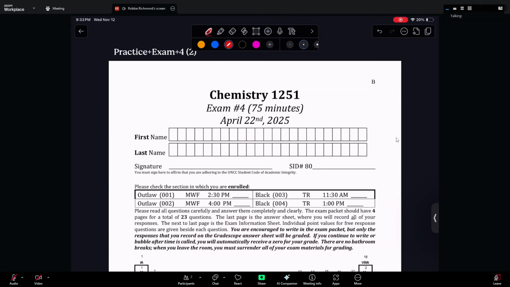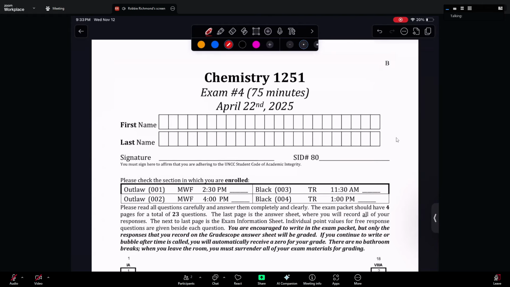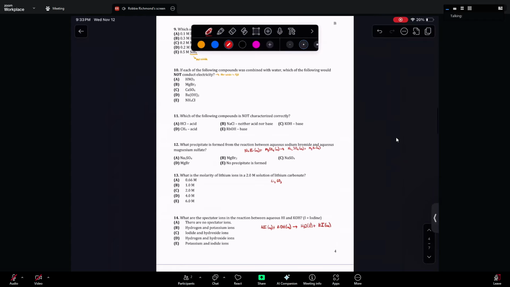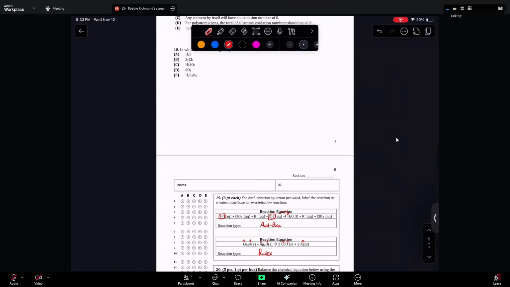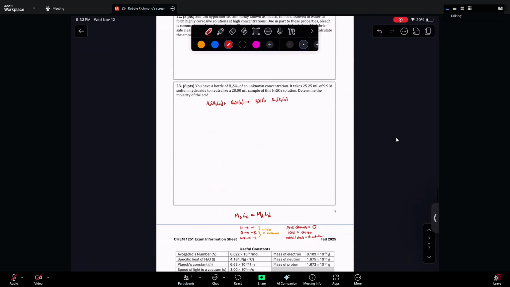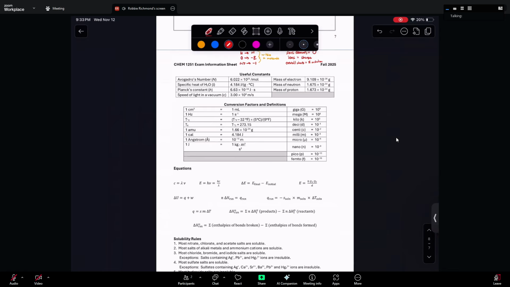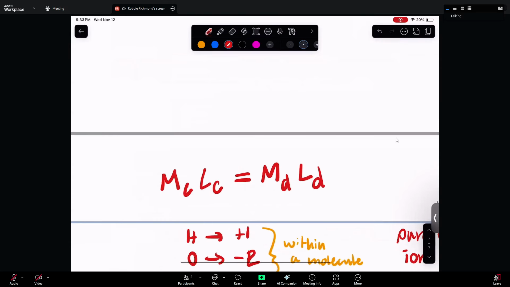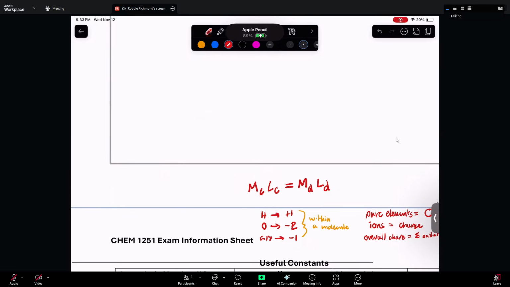Okay, so at this point we should know how the exam procedure works, so I'm just going to brush over that and dive straight into some stuff that I would write down on my exam information sheet before the exam starts. Specifically, I would write down the dilution formula, which is you have a concentrated solution with a certain molarity and certain volume, and we dilute it to make a certain concentration and a certain volume of our dilute solution.